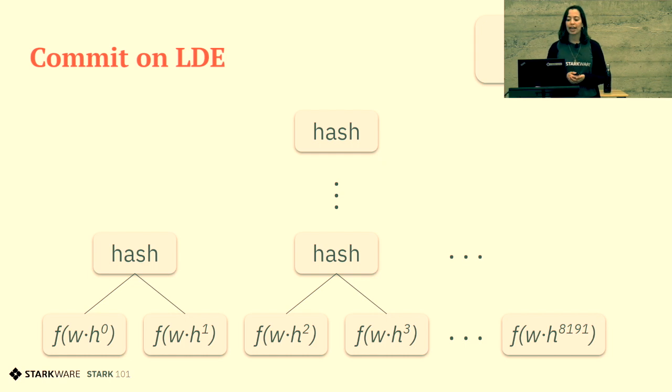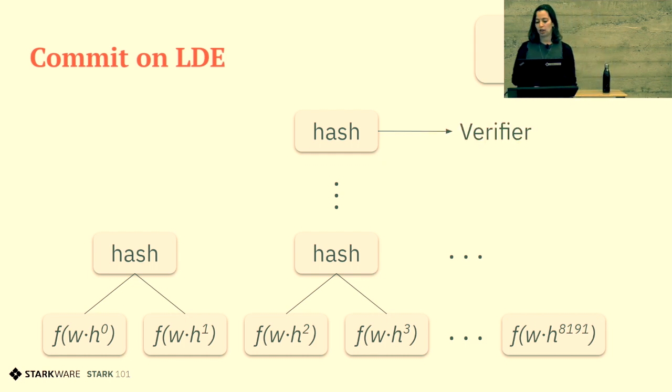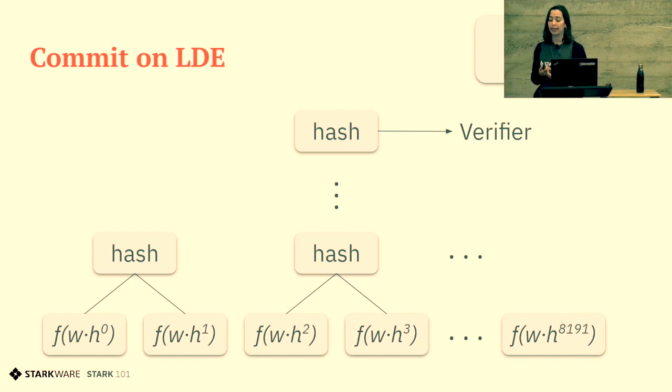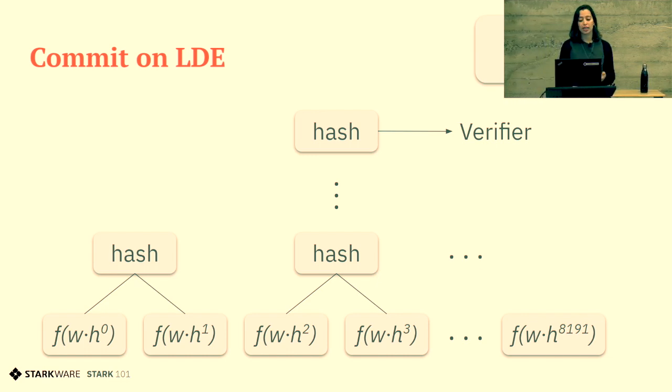And we are going to send the hash of the root to the verifier. So we wanted to commit on our data. One option is to send the entire 8k elements. But using the Merkle tree, we just need to send one element, the root. Great. So that sums up the first two steps of the protocol.